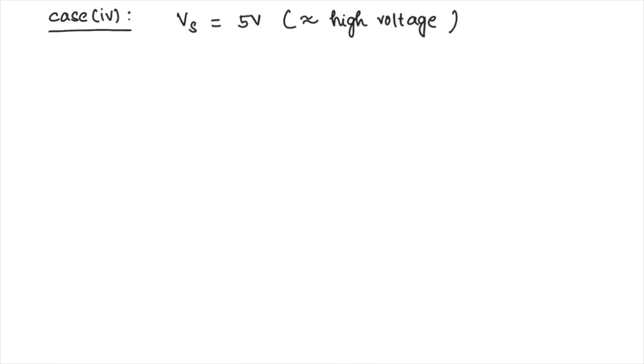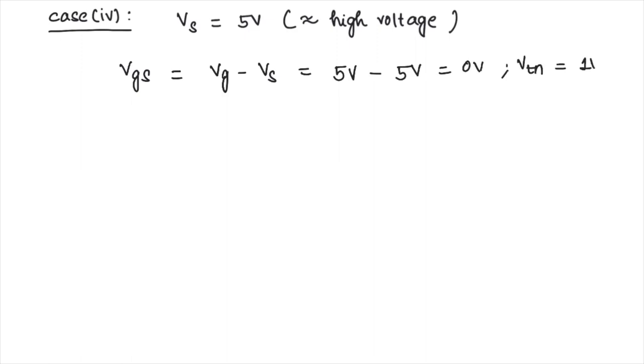So now as per the procedure, we'll check out the condition, which is VGS. So VG minus VS, VG we have already fixed for nMOS as high input voltage, which is 5 volt. 5 minus 5 volt will become 0 volt. Now we know that VTN is 1 volt. So it is very well observed that VGS is less than VTN. So which means my nMOS, will it turn on?